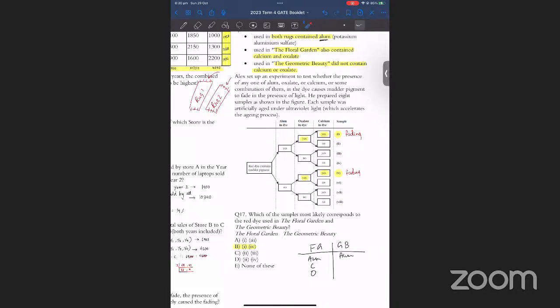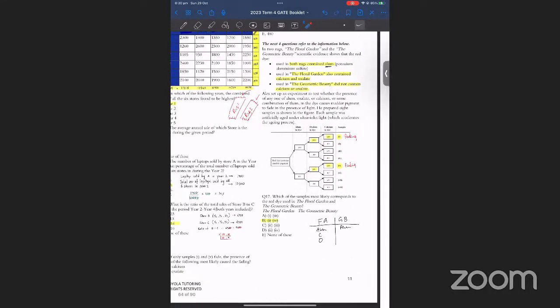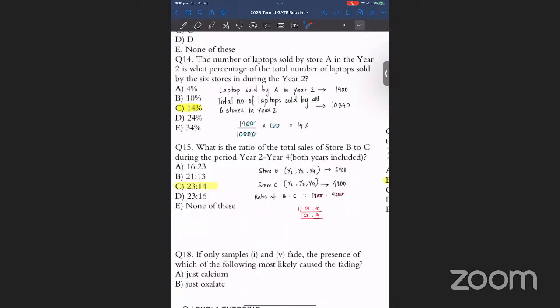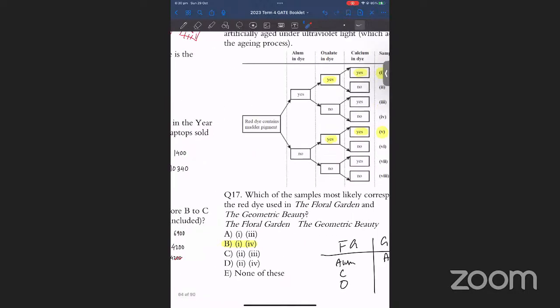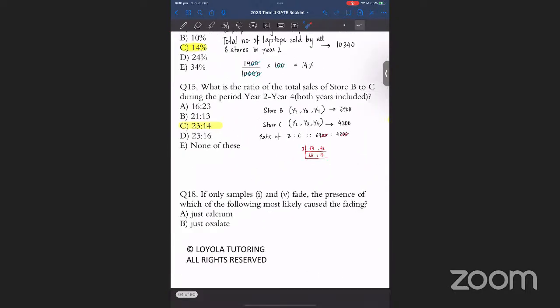All right. Next we have Aditya, question number 18. If only samples I and V fade, the presence of which of the following most likely causes the fading? Now take a look. I and V.